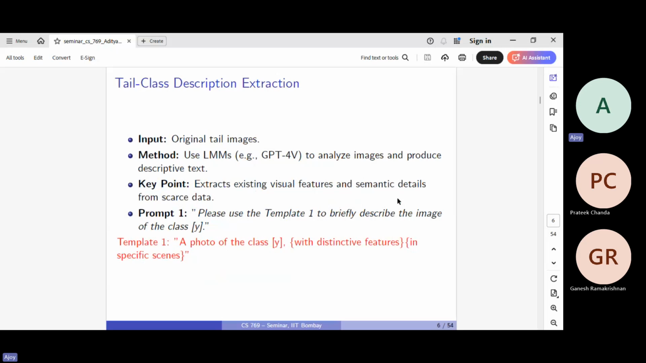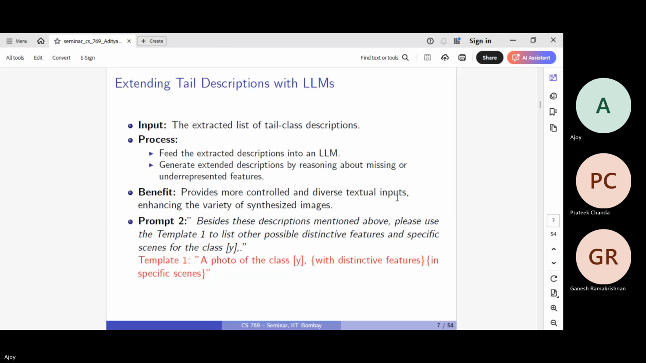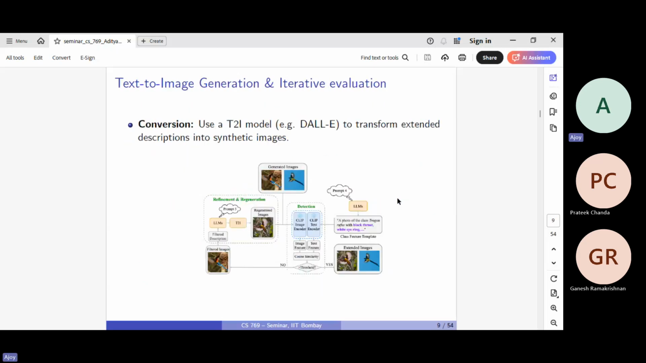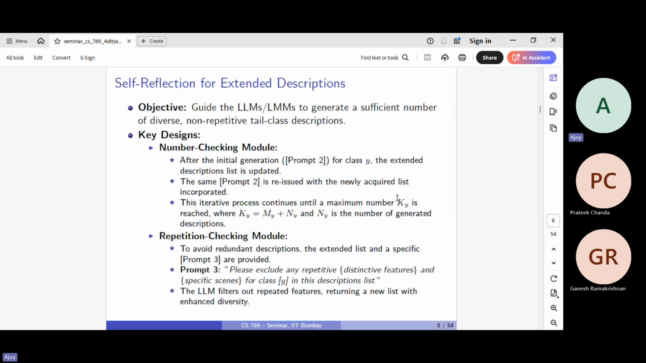Tail classes are whichever have a low number of data points. Images, so the LLMs will give the textual description. In the number checking part, this iteration process will go on until we hit a particular number.